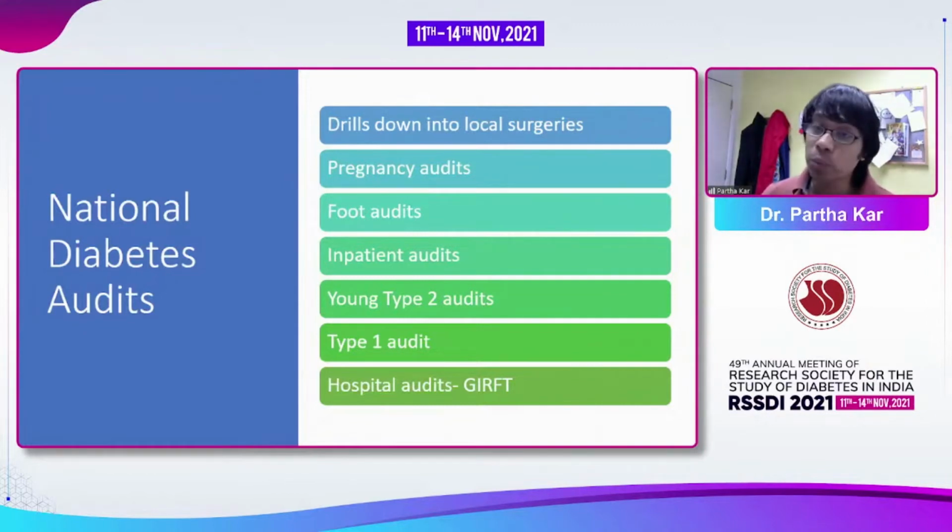But because we have the data, what we do have now are national audits, and they drill down into each hospital and each GP surgery, however small they are. So we have pregnancy audits, and because of the pregnancy audits, we have introduced continuous glucose monitoring for type 1 diabetes in pregnancy. We've got foot audits. We can see what's happening to amputations over the last 5 to 10 years. We can see what's been happening during the pandemic. Has it gone up? Which area has gone up? Which area has gone down? What's happening?